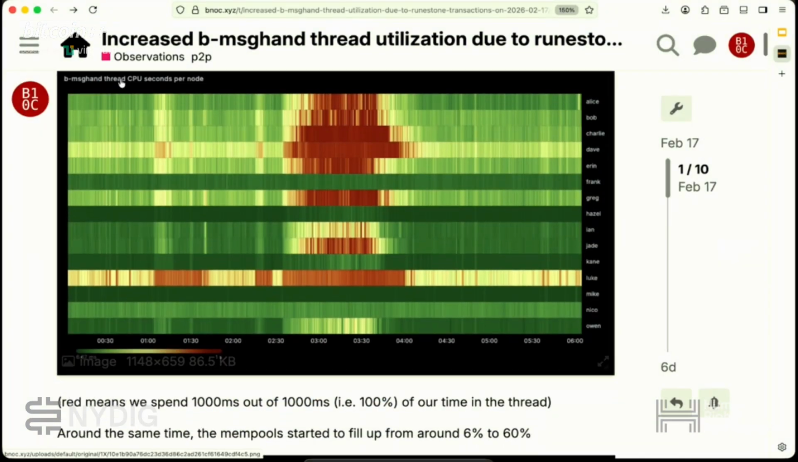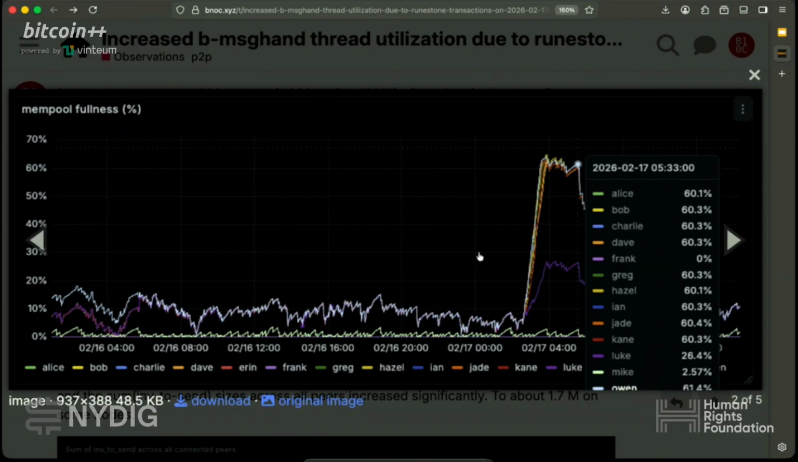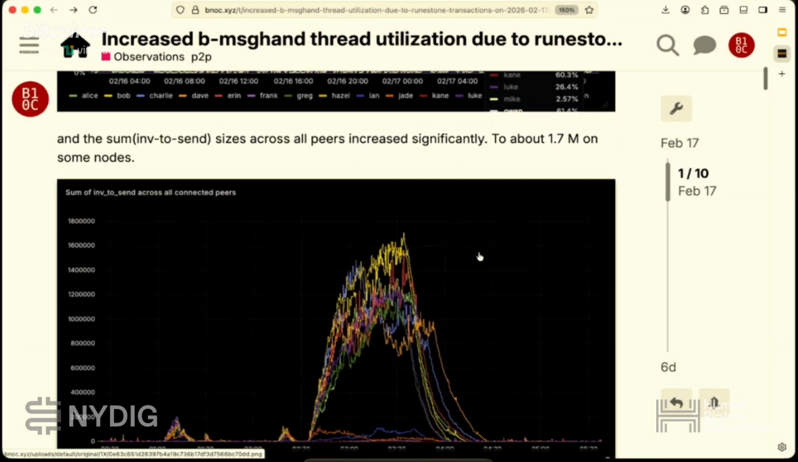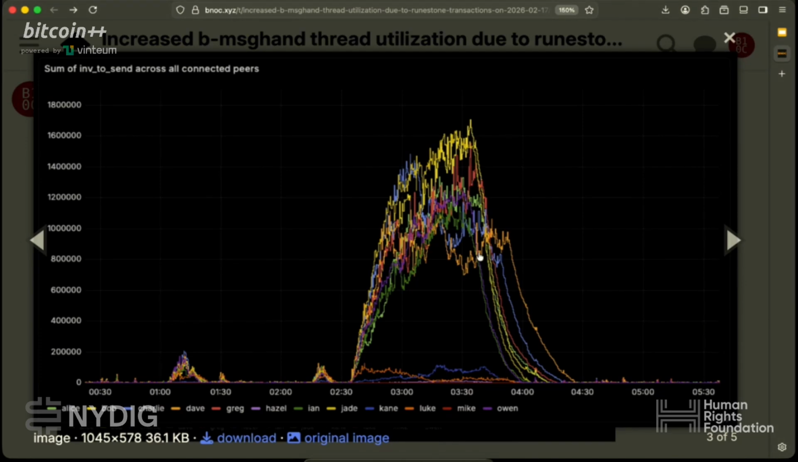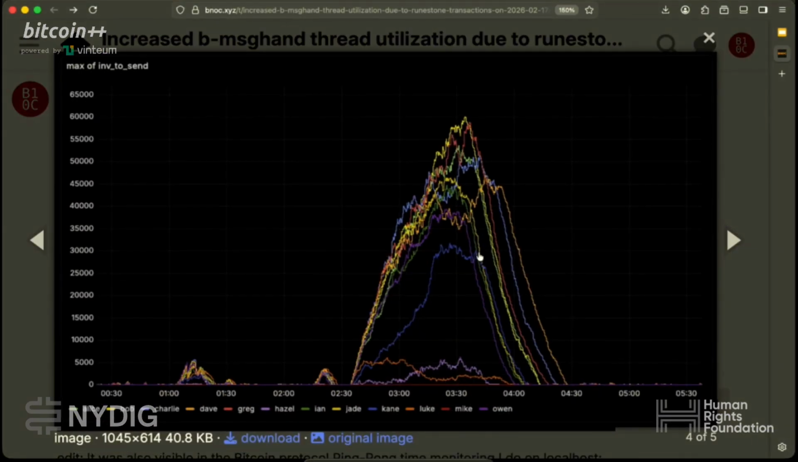And then looking at my mempools, they all started to fill up at the same time, from around 6% to 60%. So there must have been some transactions being broadcast. Looking at the size of the inv to send sets, they also spiked to like 1.7 million inv to send entries across all peers on the nodes. And the individual ones also spiked to around 60 thousand. So we know, okay, there were like 60,000 transactions being broadcast in a very short time. Probably, who would do this?